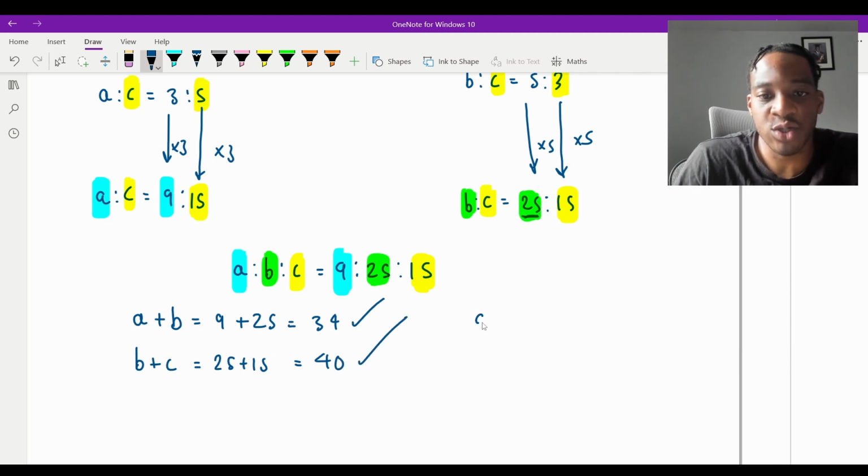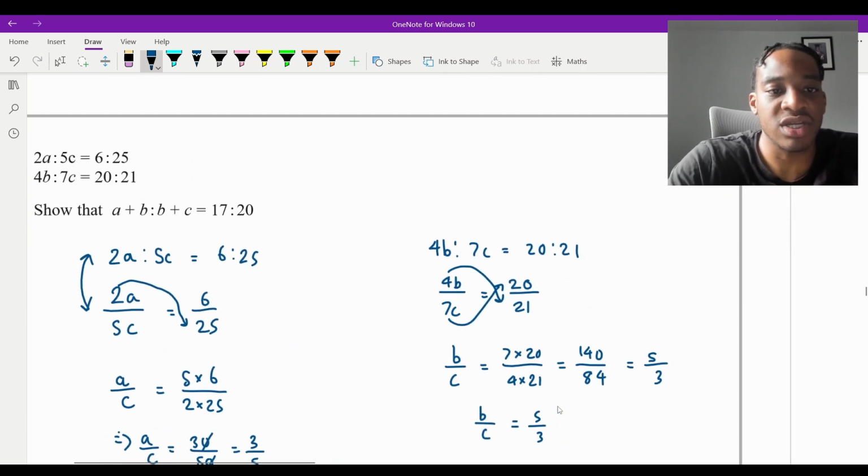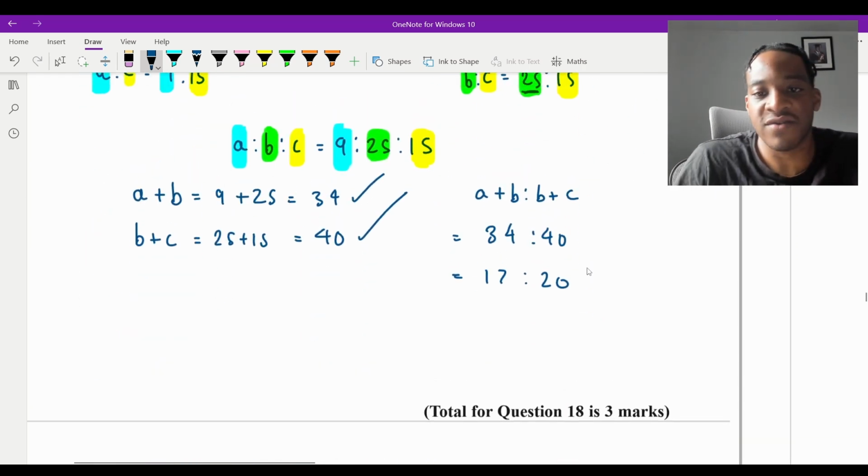So now we can set the ratio of A plus B, sorry, to B plus C, right? Is just going to equal these numbers here, 34 to 40. And we can simplify this by dividing by 2 to get 17 to 20. That's exactly what they wanted, isn't it? So we've done it. And that will give us the 3 marks.